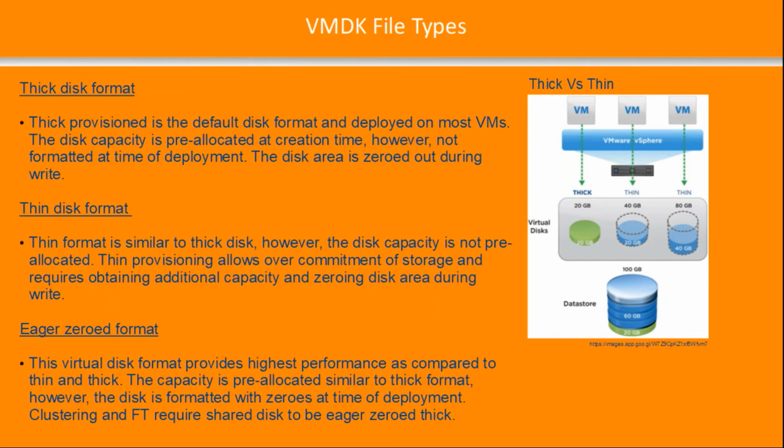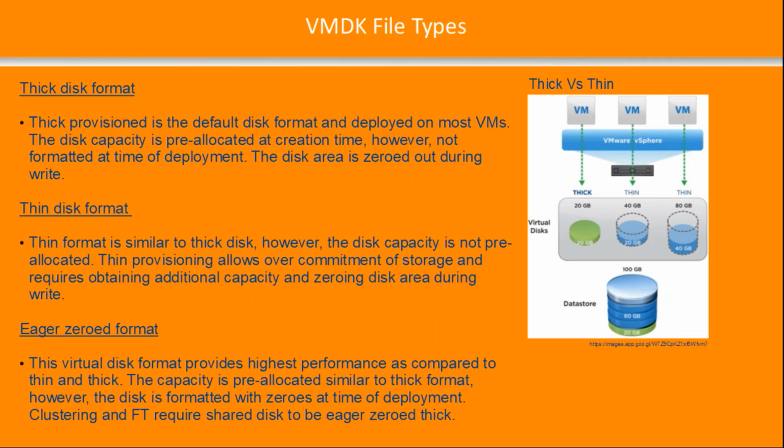Now let's take a look at the VMDK file types that are supported. Essentially, there are 3 types: thick disk format, thin disk format, and eager zeroed. The thick disk is the most common and is also the default type if none other is selected, and that's the format deployed on most VMs. The disk capacity is pre-allocated at creation time. However, it's not formatted at time of deployment. The disk area is zeroed out during write.